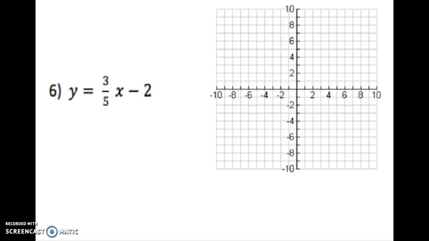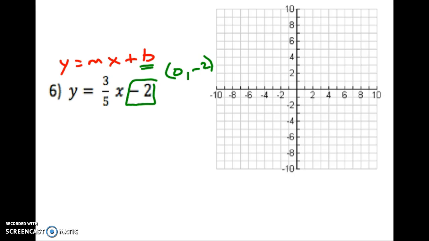Moving on to number 6. Once again, we're in the y equals mx plus b form, slope-intercept form. So we'd like to figure out that y-intercept. We're going to have a point at 0, -2 on the y-axis. So there's the y-axis, and this time we're going to go down to the -2.